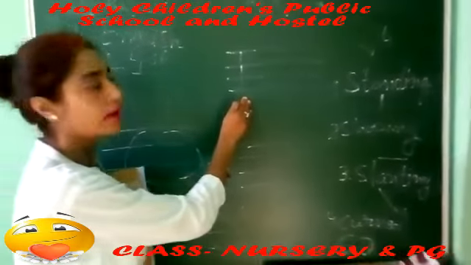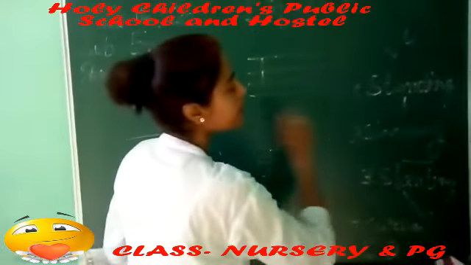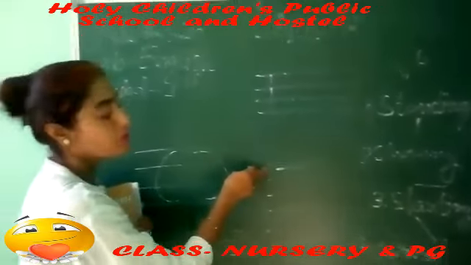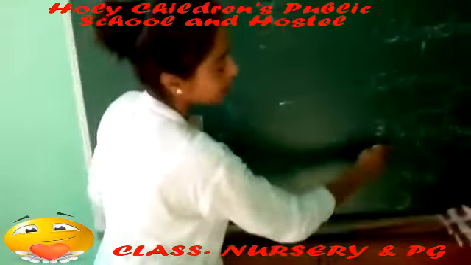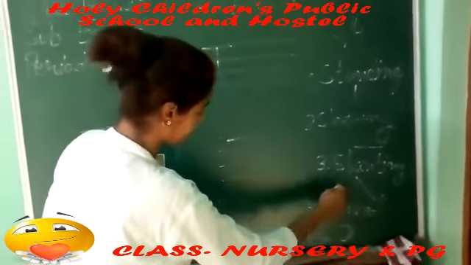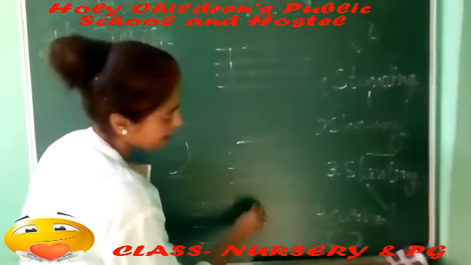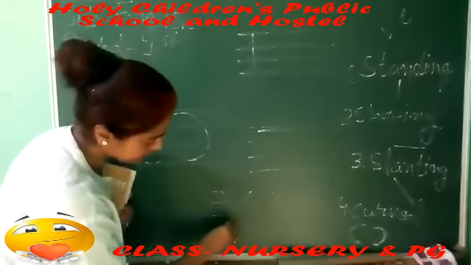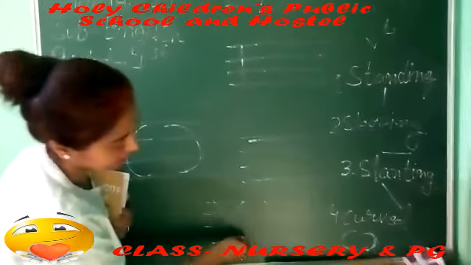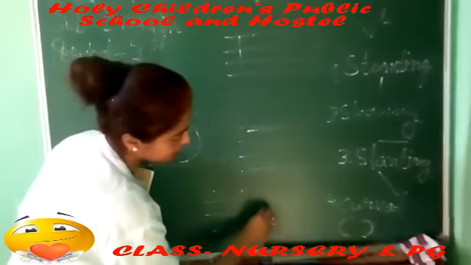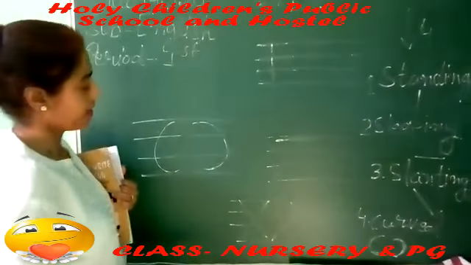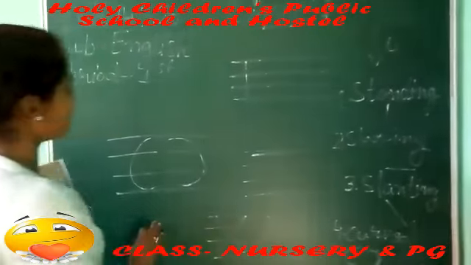Jaise hum number 1 banate hain. Second is sleeping line, like this, between the lines. And third is the slanting line, jaise hum mountains banate hain, like this, like this, or like this. So these are slanting lines. And fourth is the curved line.